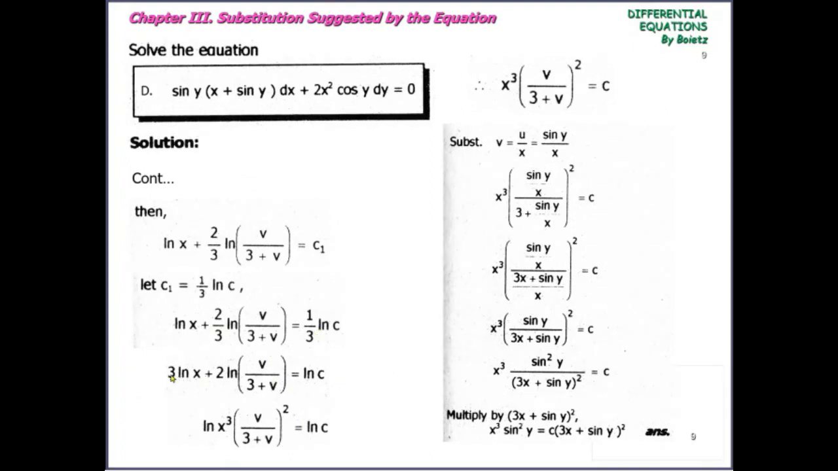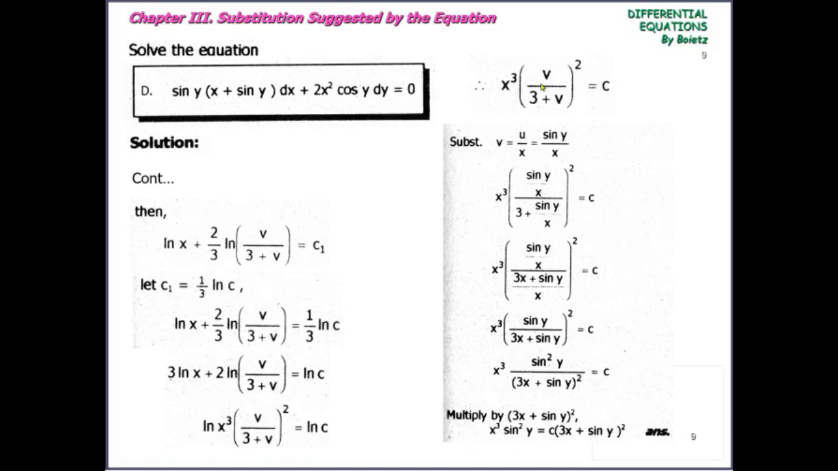Then this one is moved up to the exponent, and this one too. Then combined, with a little shortcut, it becomes ln of x cubed multiplied by (b over 3 plus b) squared is equal to ln of c. Then the ln disappears. It becomes x cubed times (b over 3 plus b) squared is equal to c.